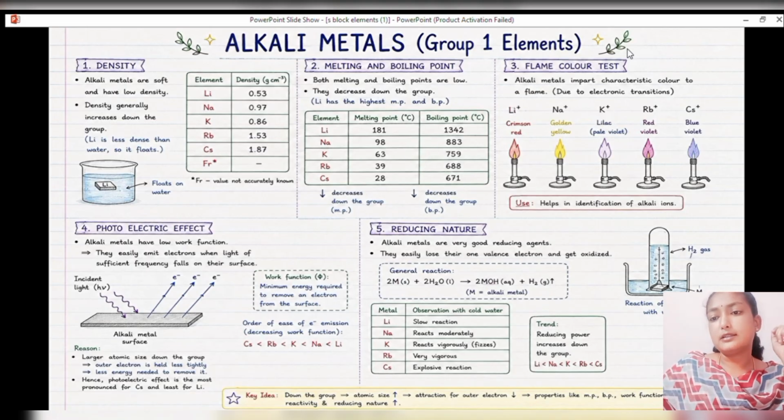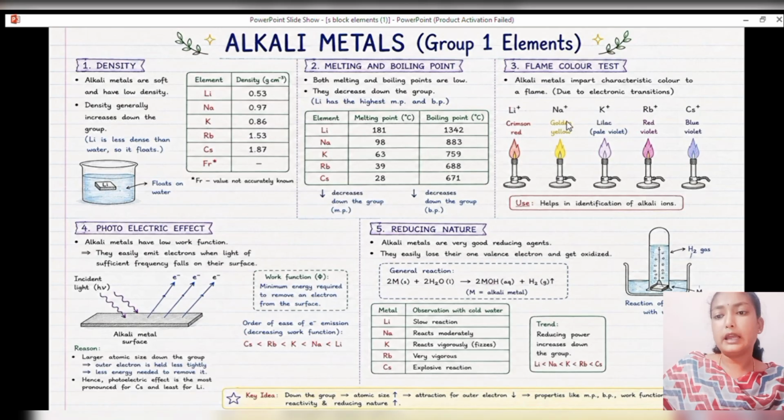Then the flame color test. The alkali metals show different colors because of the outermost single electron. When energy is absorbed, as Bohr's model and the hydrogen spectra explain, the outermost electron absorbs the energy and goes to a higher energy state. At the higher energy state, stability is less but energy is more. Then it comes back to its original position and radiates some energy, which is visible in the visible region. Because of that, when lithium is exposed to the flame, it shows crimson red.